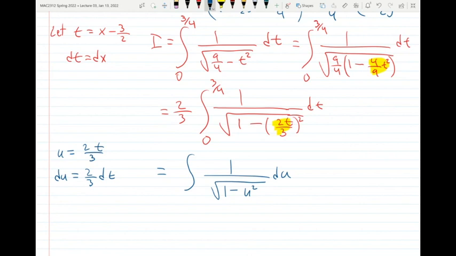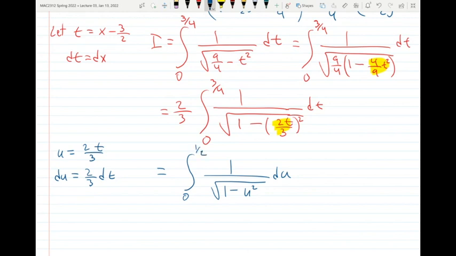And now we need to once again fix the limit of integration. So when t is 0, let's see, who can tell me what are the new limits? What should I put as the lower limit? 0. What do I put as the upper limit? 2/3 times 3/4. The 3s cancel, the 2 cancels with the 4, so you get 1/2. Right?